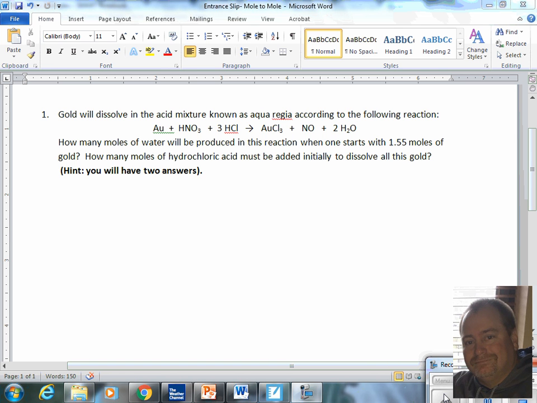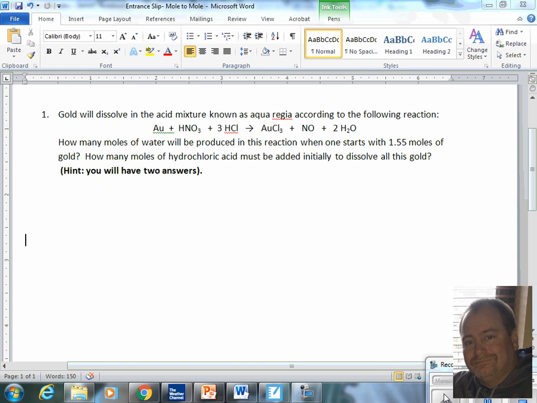I switched up the wording a little bit. How many moles of water will be produced in this reaction when one starts with 1.55 moles of gold? How many moles of hydrochloric acid must be added initially to dissolve all of this gold? Basically, we're just reinforcing our mole to mole relationship, our molar ratio, as we call it. So, this is a two-part question. We'll have two answers. First, I'm going to find how many moles of water.